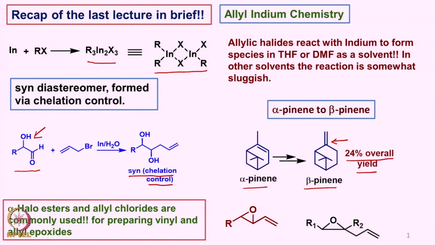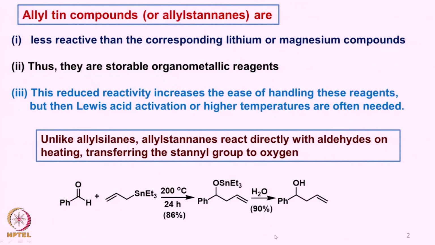And then we also looked at the formation of such kind of vinyl epoxides or allyl epoxides using alpha haloesters of different kinds and allyl chlorides, and thus we were able to make these kinds of functionalized epoxides. Now we will proceed further today to see other reactions, especially of the Allyltin compounds.